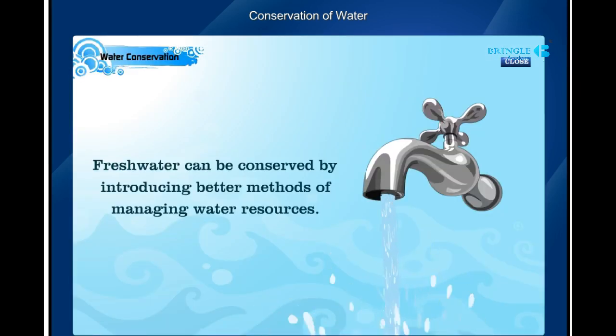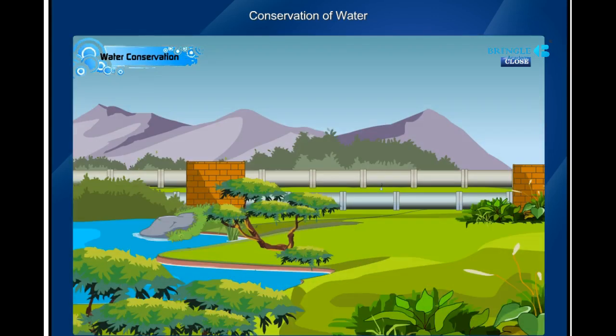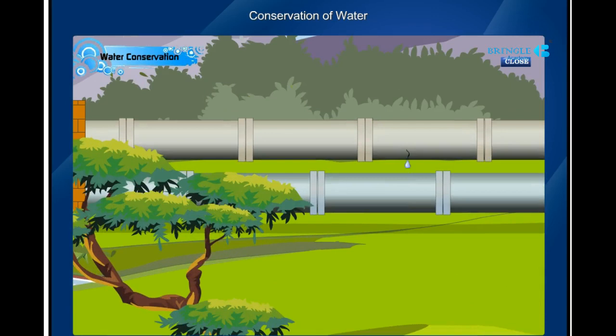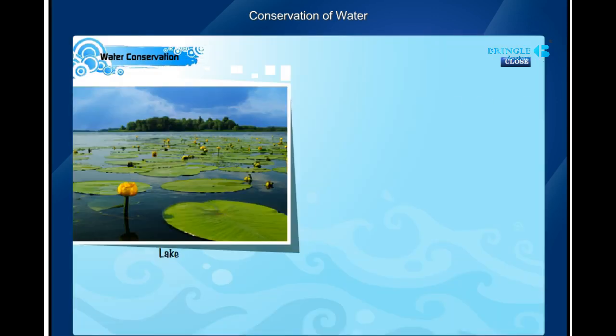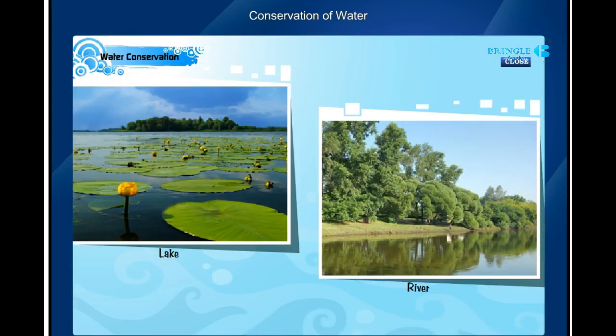Fresh water can be conserved by introducing better methods of managing water resources. Water delivery systems have to be improved so that they are more efficient and any leaks, etc., that lead to waste of water can be easily pinpointed and fixed. Lakes and rivers should be protected by strict pollution control laws.